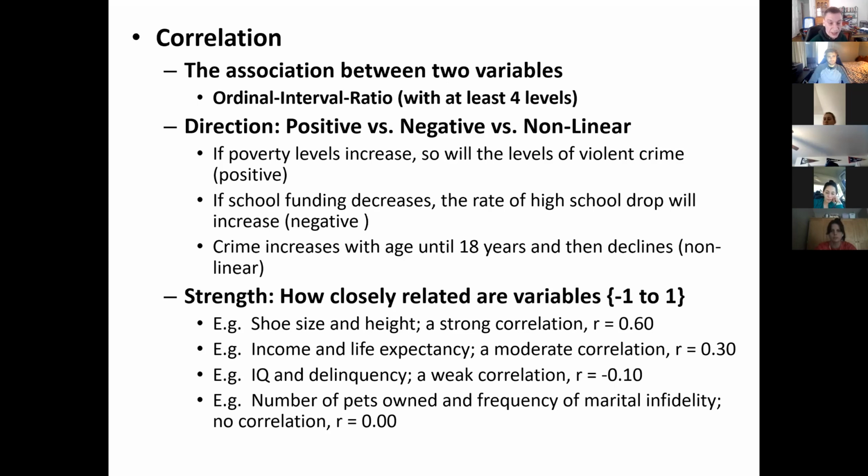And then there's other things that are probably no correlation whatsoever. R would be equal to 0, number of pets owned and frequency of marital infidelity, or whatever. You can correlate any two variables that are ordinal, interval or ratio, but garbage in, garbage out, folks.